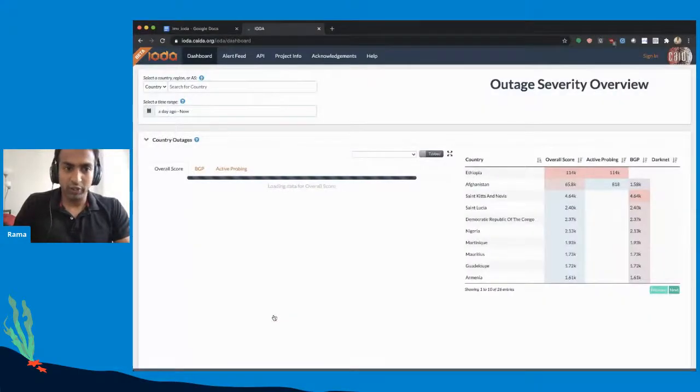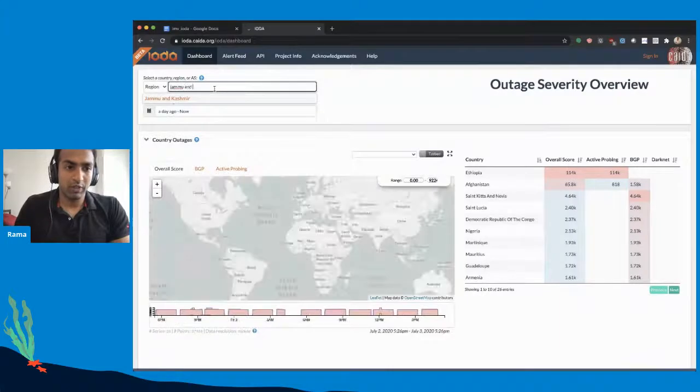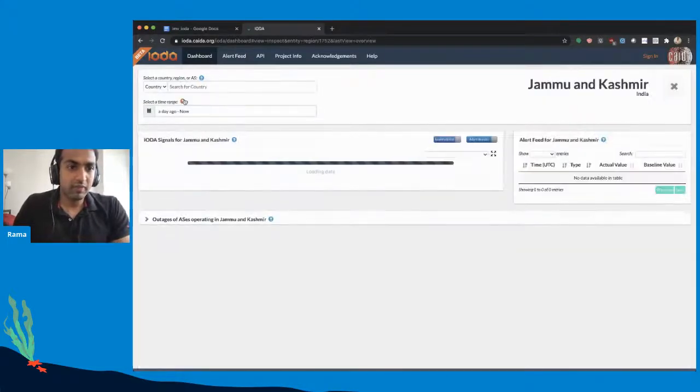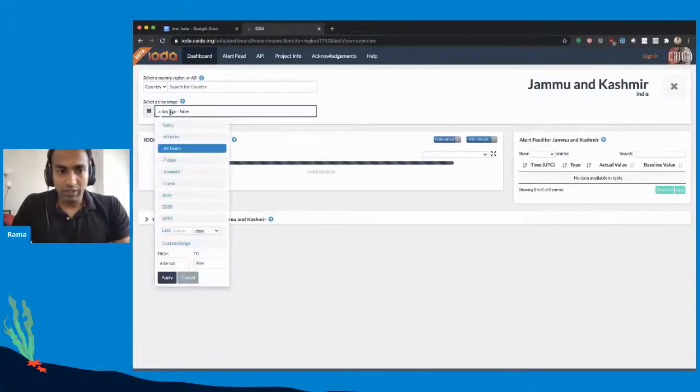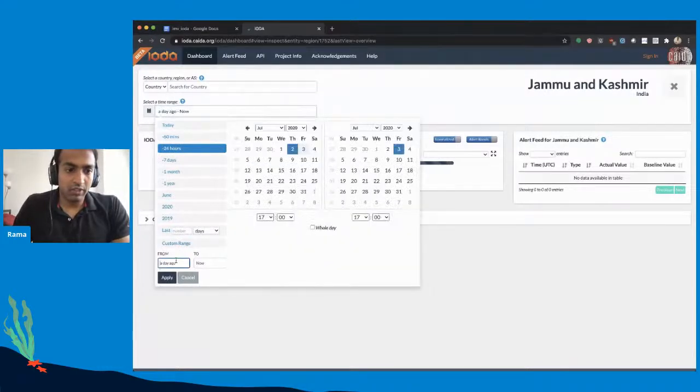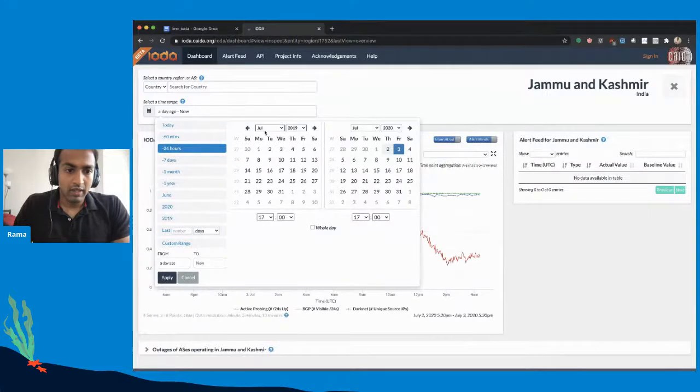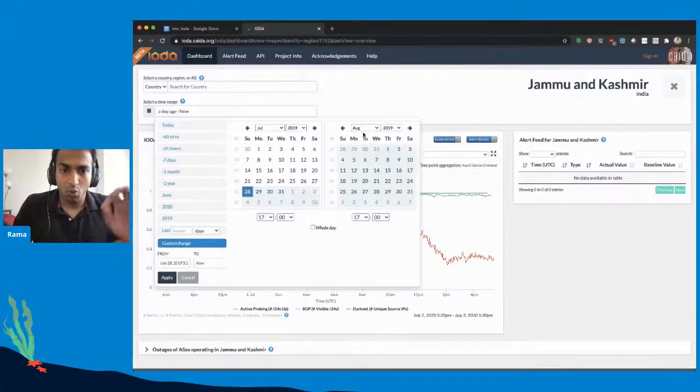So we would go to the overview dashboard. By now you're familiar, you probably know that I'm going to click on region, and I'm going to search for Jammu and Kashmir, which is the name of the region. And then I'm going to specify the date range that I'm interested in. So it's early August of 2019. Let me go to 2019. Okay, let's begin with July 28th of 2019. And since we can look at a maximum of 1 month, for now we'll just look at 2 weeks.